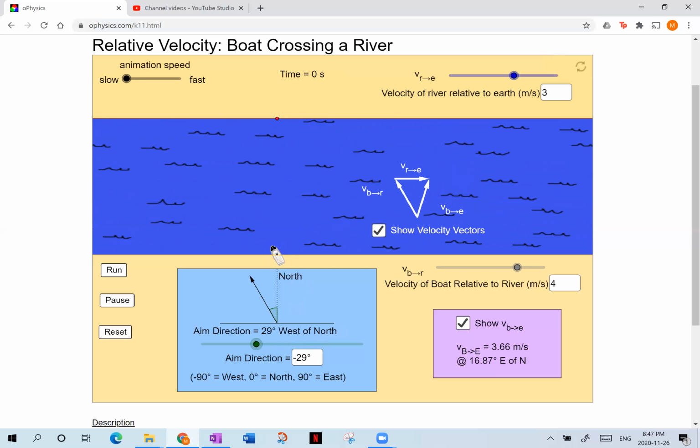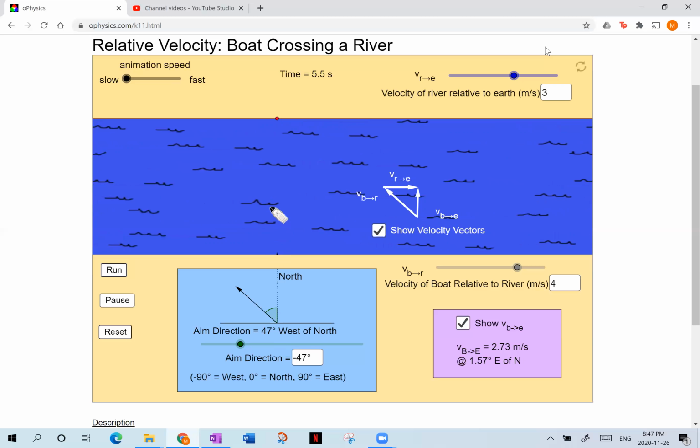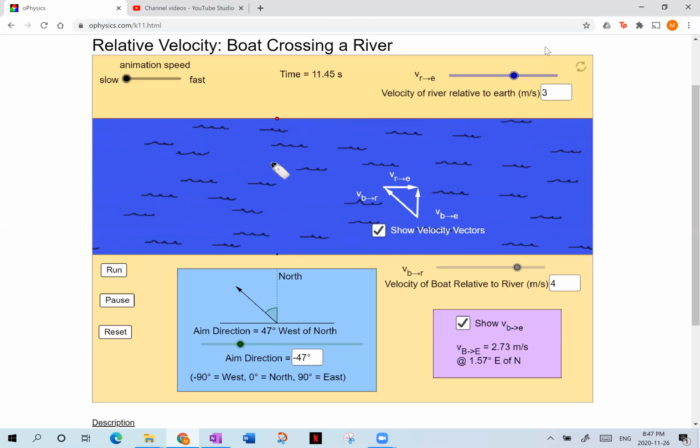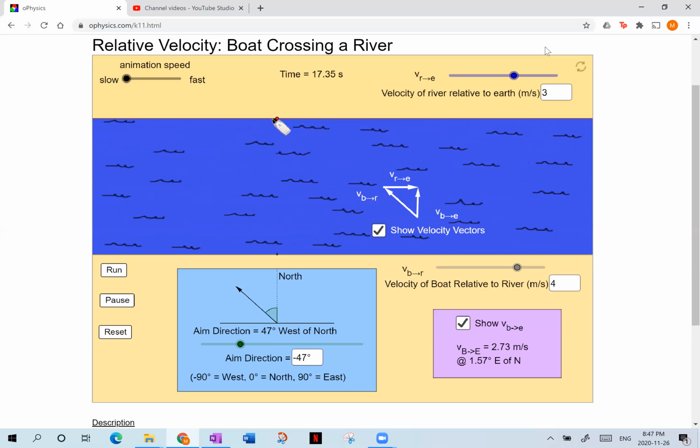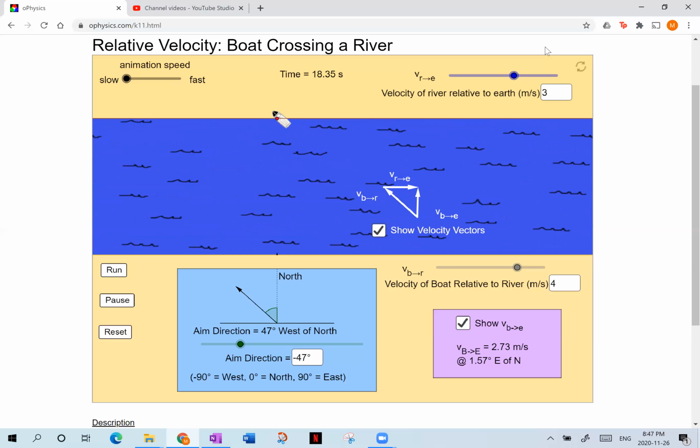But what if I point into the current? Pointing roughly about here, into the current, I'm directing myself west of north, or 47 degrees west of north. If I run it now, will I make it to my destination? This is going to look a little strange, but the boat is trying to make it to the red dot. He's got to counter the current, and he's just barely making it. He makes it to his red dot destination. He traveled straight across. So sometimes the boat wishes to go straight across. You don't just point your boat across and see what happens. Usually you have a destination in mind.